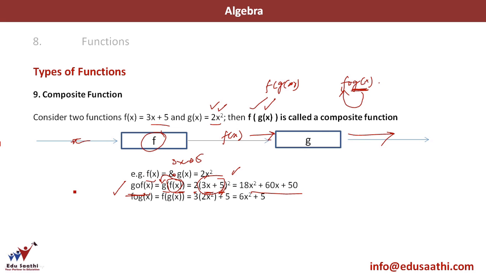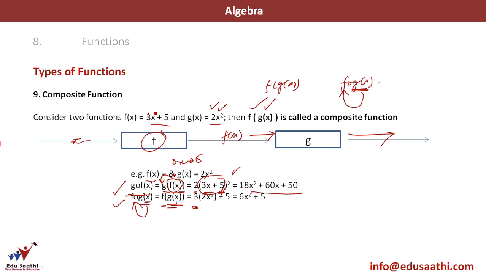I can also find out f of g. That means g(x) will be an input function. The output of this will act as an input for the f(x) function, which can also be written as f of g(x), which will be 3 times... Now instead of x, I'll replace it with the value of g(x). Wherever there is x, I will replace it with g(x).